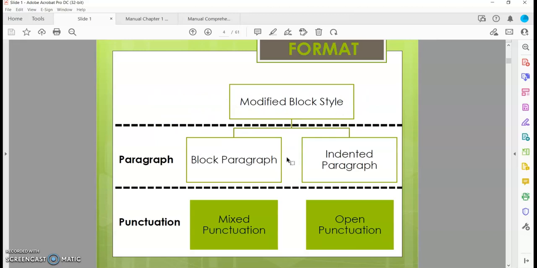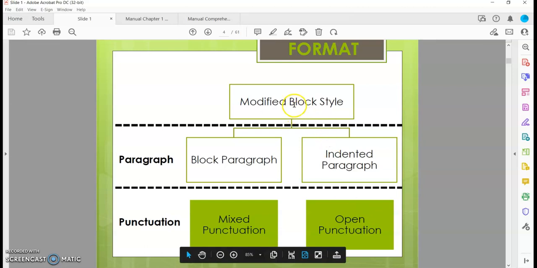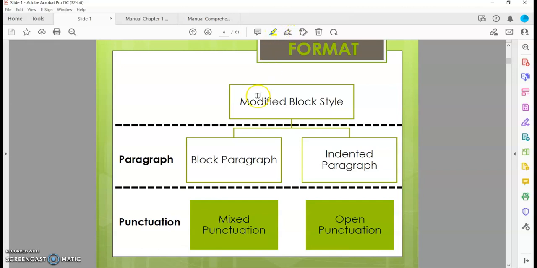First, you need to know that we have many formats of business letter. If you still remember, in part 1 you did learn about block style. But in semester 2, for OBM 172, you will be introduced to the modified block style. So when we talk about modified block style, there is a big change in the style.